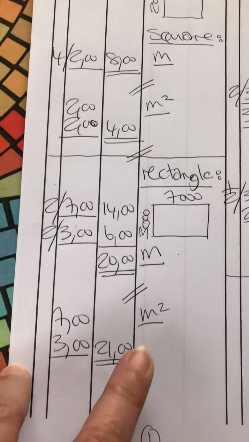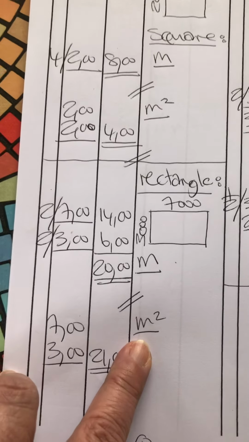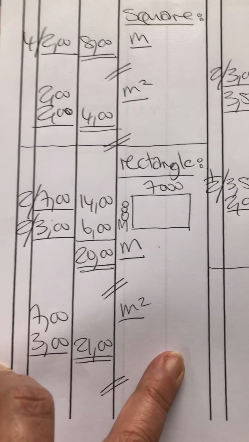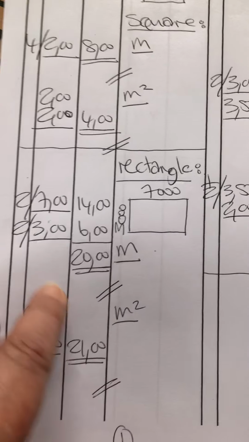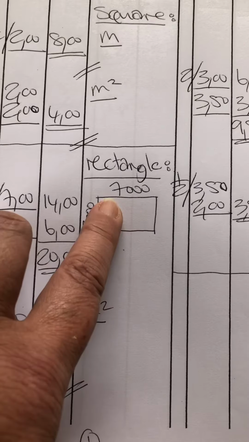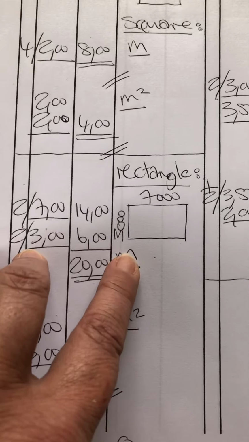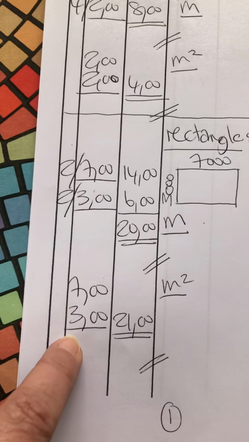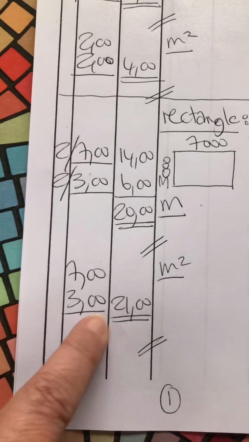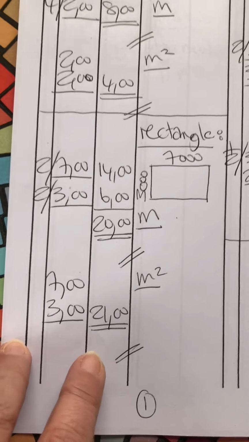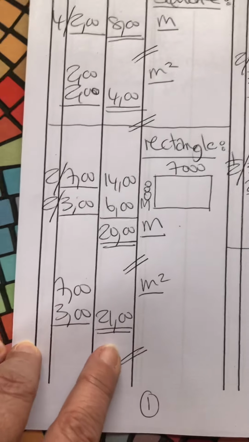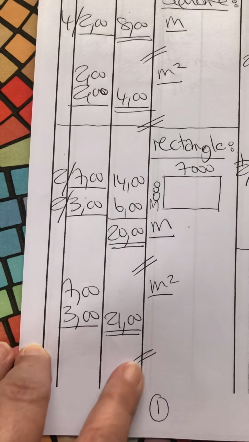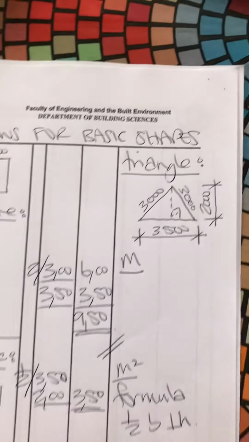Right, let's look at the square meter. The formula for a rectangle's area is length times width. That means I'm going to take 7000 times 3000. Here I've written it 7.00 by 3.00. Again, my equal line, and 7 by 3 equals 21.00 to get my final answer. Okay, again I end off my takeoff.